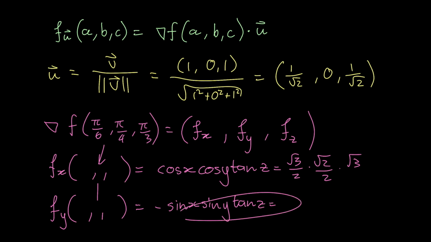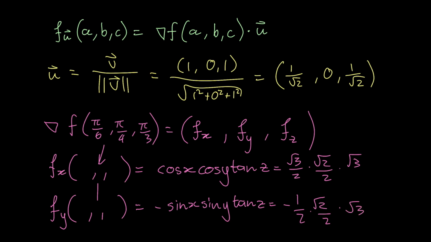Okay, and if we evaluate this now, I know sine of x at pi by 6 is 1 over 2, so we have negative 1 over 2, and sine of y at pi by 4 is root 2 over 2, and tan of z at pi by 3, we evaluated it here to be root 3.